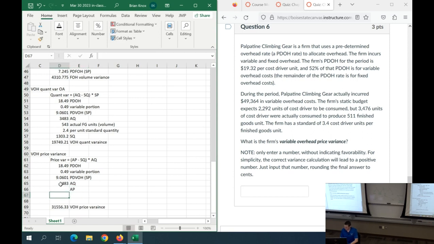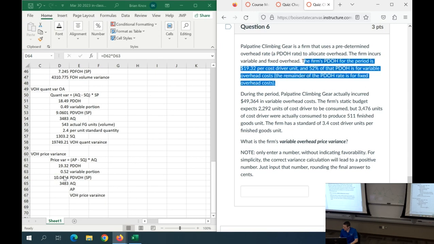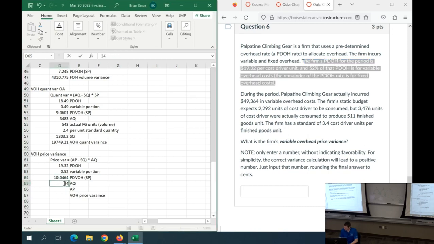We can know the actual price, and I'll refigure that in a second. All right, let's copy things over. 19.32, 52%. So given this sentence right here, our PDVOH is $10.05 it would round to over here. Okay, our actual quantity is 34.76, and our actual price.